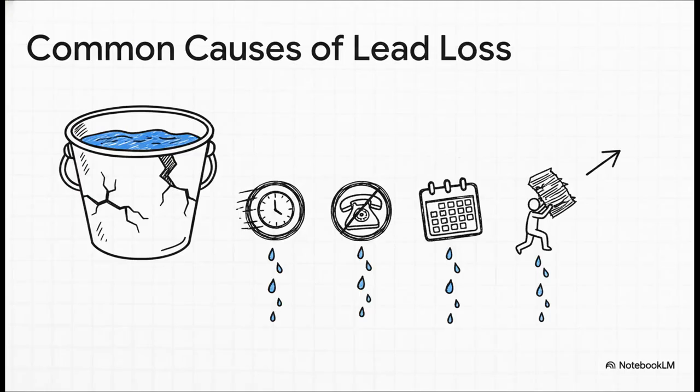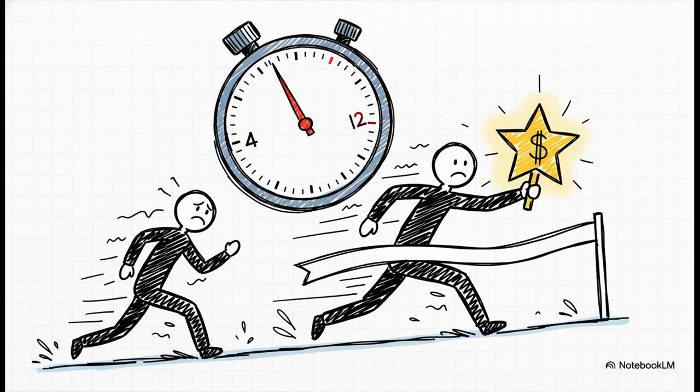So where do these leaks come from? Well, it's never just one big thing. It's all the little stuff that adds up, right? A response that takes a few hours instead of a few minutes. A phone call you miss. Following up becomes hit or miss because your team is just swamped. It's all just classic signs of a manual process that just can't keep up, and every single one is a lost sale.